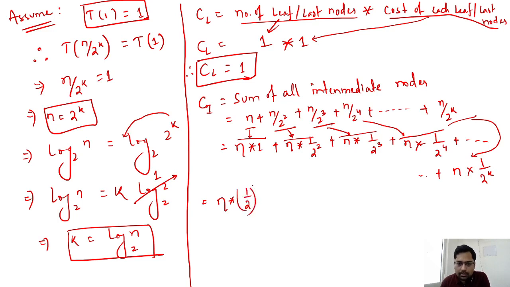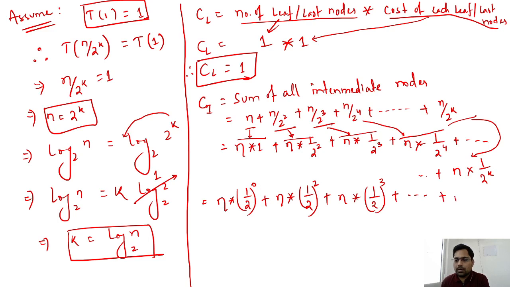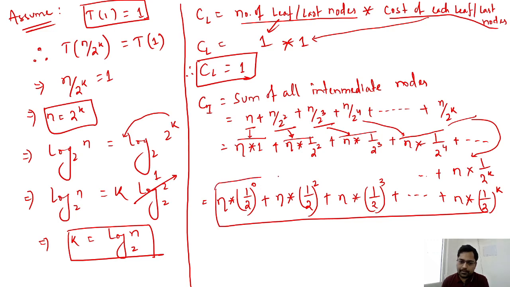I can write this one. Why? Because it's 0, 1, I can write. Now I can write 1 by 2 to the power 2, because 1 square is 1, 1 by 2 square. n into 1 by 2 to the power 3, dot dot, n into 1 by 2 to the power k. This much I can write. Okay, now in the next page we are going to solve it.